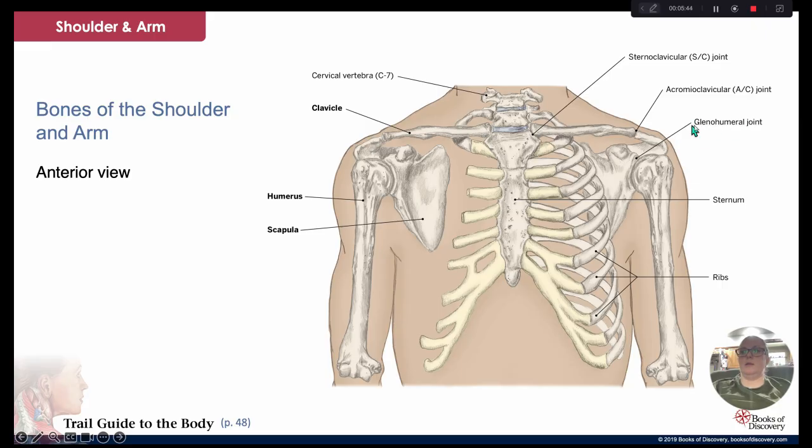Last is your glenohumeral joint. You can call that the GH joint. That is where the head of your humerus and your glenoid cavity, which is the socket for the ball and socket, connects your humerus bone to your scapula. So there's going to be a hollow in your actual scapula where this humerus nicely fits.